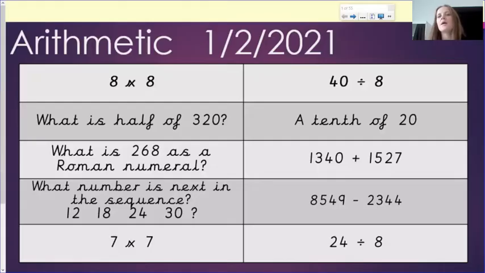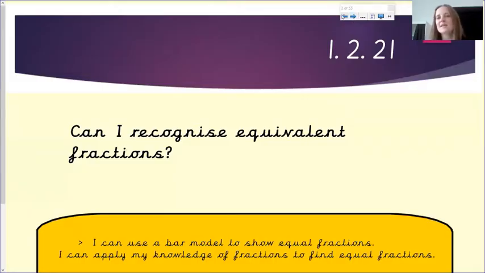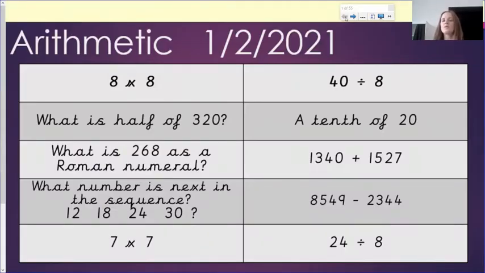In the previous lessons, we've been looking at tenths. We've been counting up and down in tenths, and we've been looking at the fact that 10 tenths is a whole. So we're going to continue looking at fractions today, and today we are going to be looking at recognizing what an equivalent fraction is. Before we get to that, we're going to do our arithmetic.